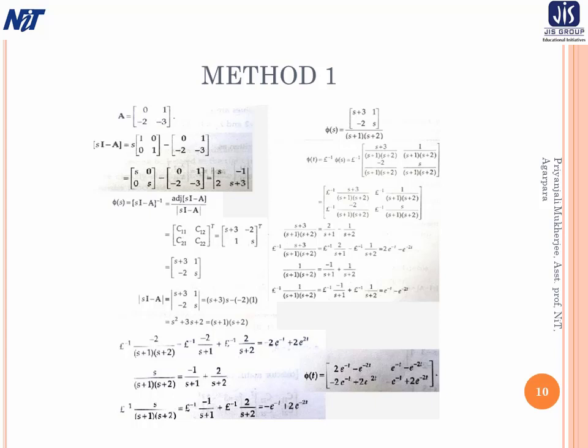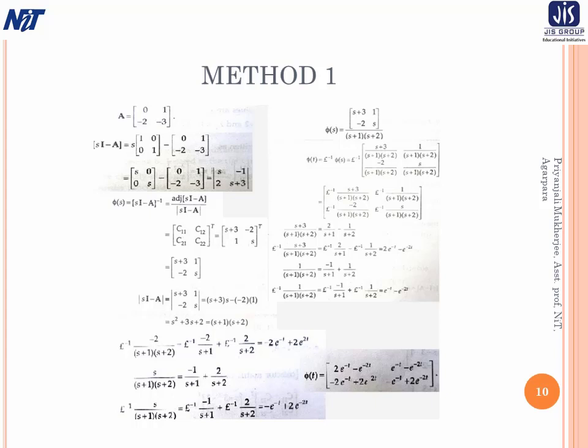Now to perform the Laplace inverse, we have to break this up using the partial fraction method. As per the partial fraction method, we find that the Laplace inverse of (s plus 3) divided by (s plus 1) into (s plus 2) gives us the result 2 into e to the power minus t minus e to the power minus 2t. Similarly, the term 1 by (s plus 1) into (s plus 2) gives us the result e to the power minus t minus e to the power minus 2t. And the remaining terms can also be calculated in the same way.